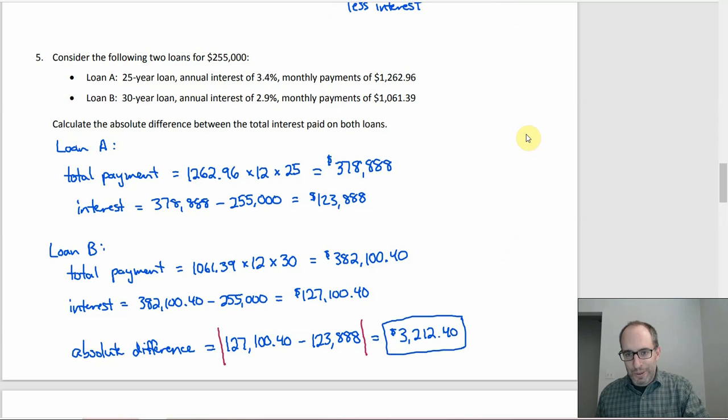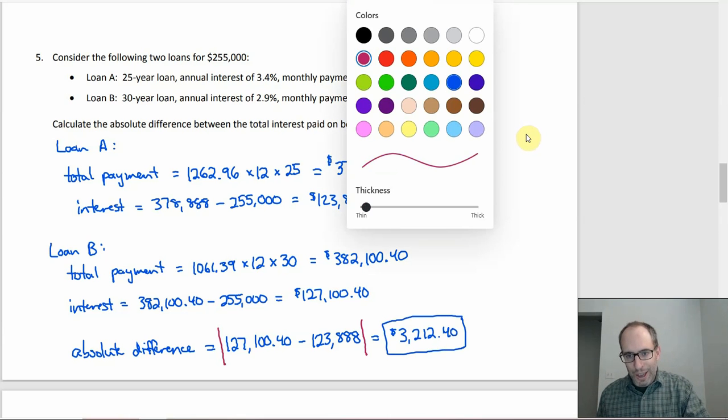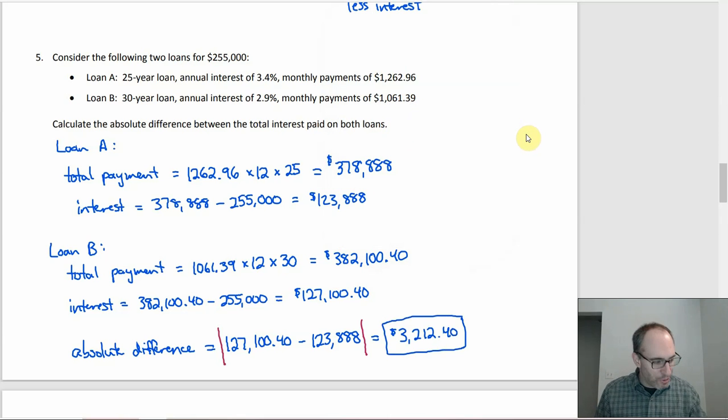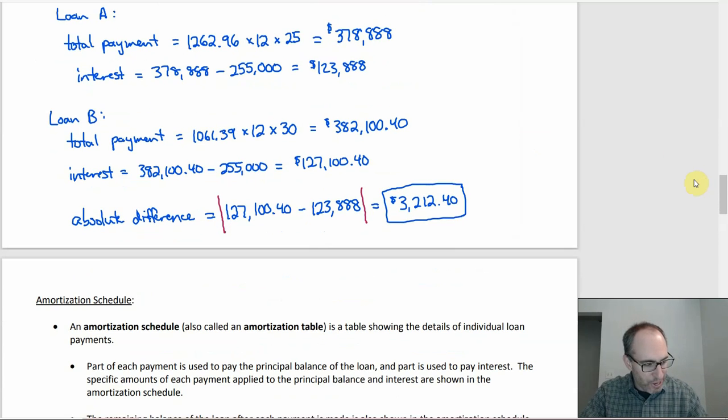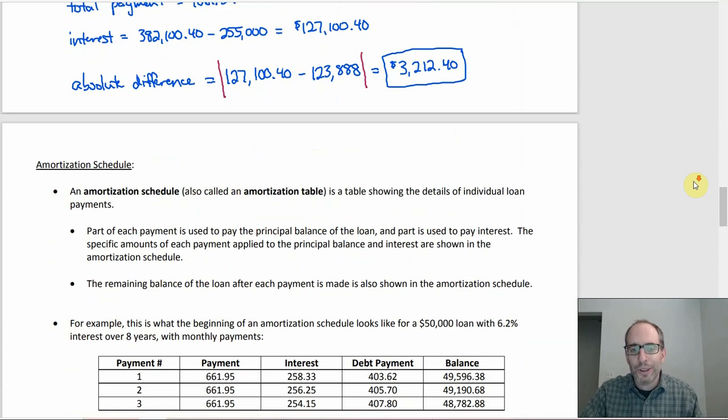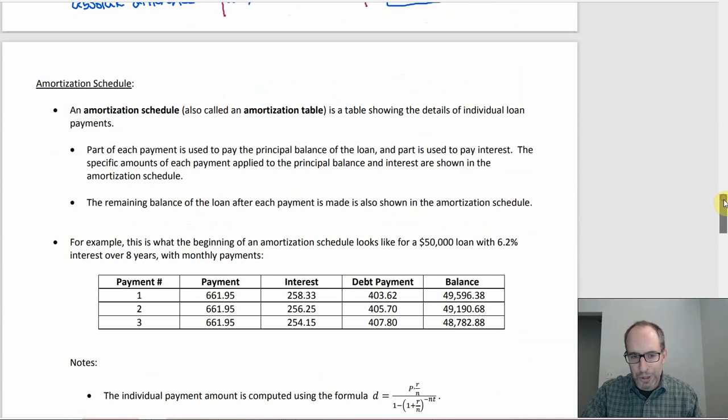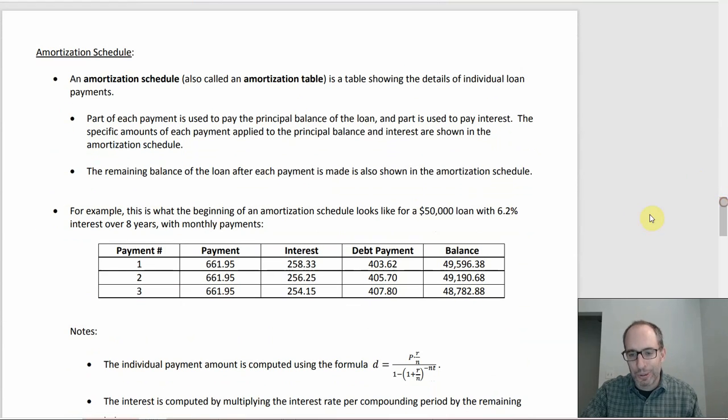All right, so that's, I think, everything except for the amortization schedule, but there's a lot that goes on in those. So that's what the rest of this section's about. This whole next page is just kind of explaining how they work. So an amortization schedule, aka an amortization table, I guess for obvious reasons, if you look down to where it is on the screen, it certainly looks like a table. And it shows the details of individual loan payments.